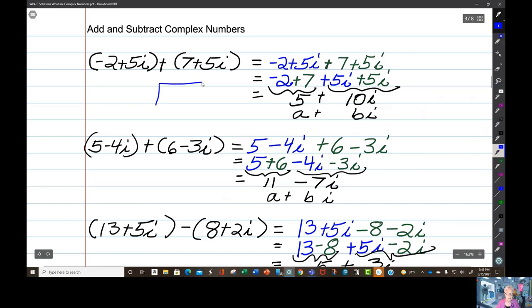Here's the answer box. And you would type 5 plus 10i. That's one number that has two parts.